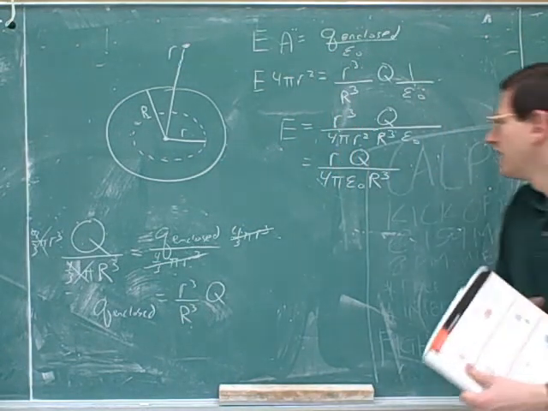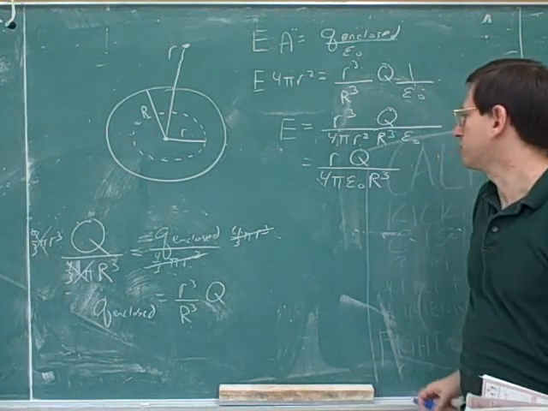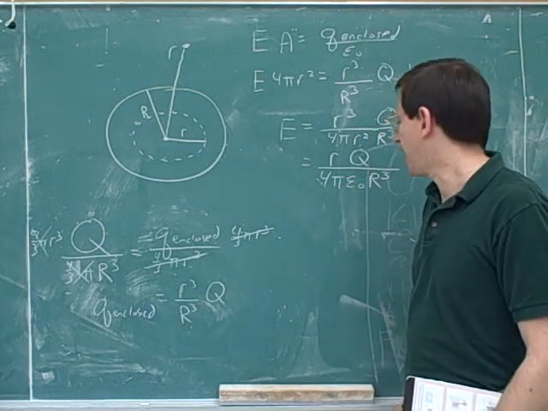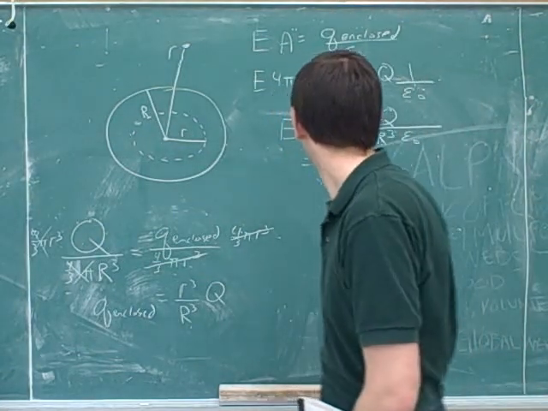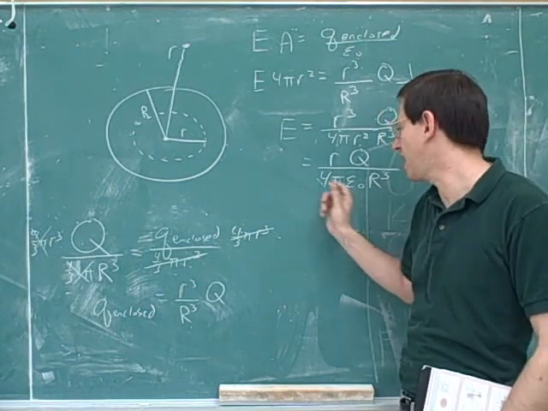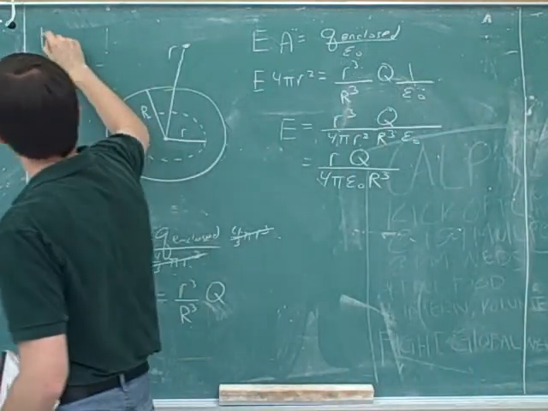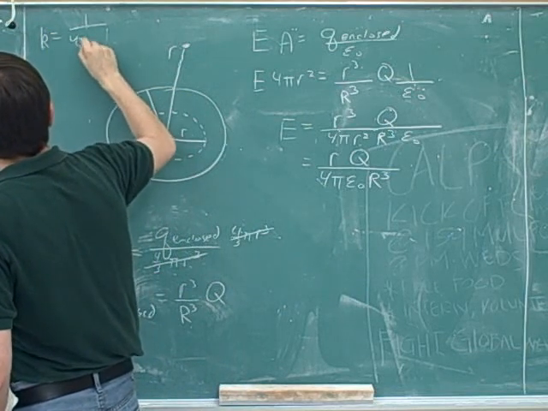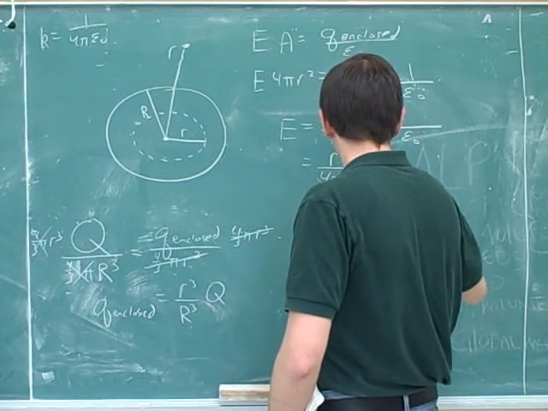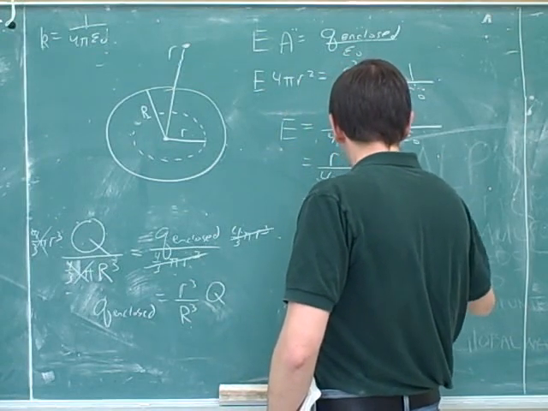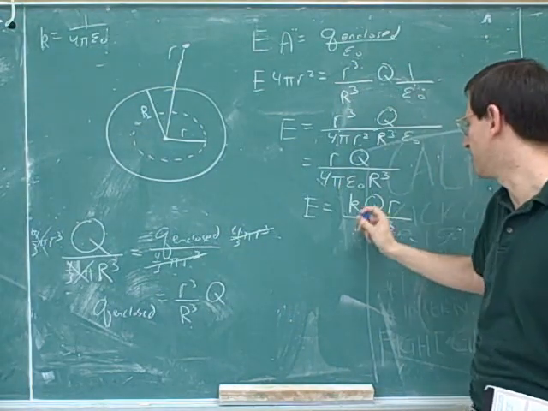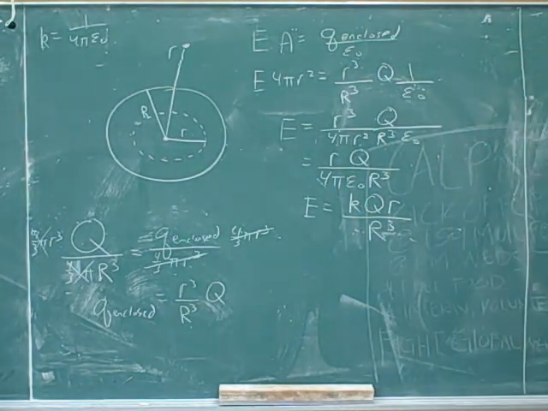Good. Now, I think it turns out that it's more conventional to write this equation in terms of k. So how could we rewrite this in terms of k? Yeah, remember that k equals 1 over 4 pi epsilon 0. So we can just take out the 4 pi epsilon 0 and replace that with k.